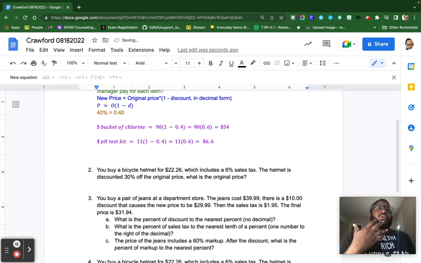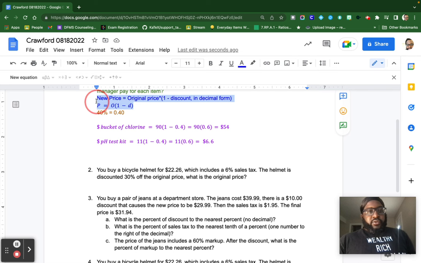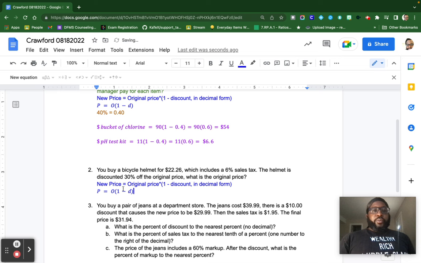The good thing about doing a previous problem is you could take from that to do a new problem. So you see this problem, I'm going to take both of these from the first problem. Copy and paste. New price is equal to original price times 1 minus the discount in decimal form. But I'm going to do a slight expansion of this formula. Not only do we have a discount, but we also have a tax times 1 plus the tax in decimal form.